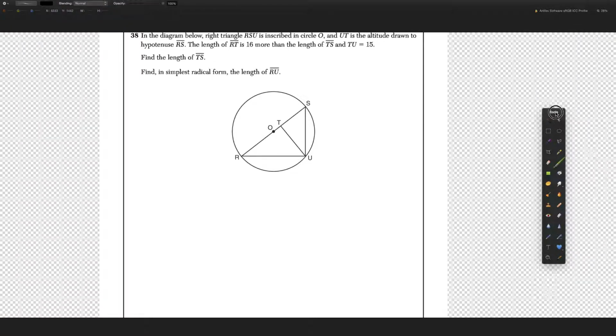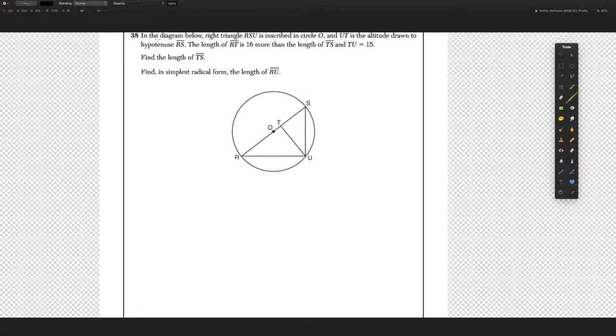So it says over here in the diagram below, right triangle RSU is inscribed in circle O, and UT is the altitude drawn to hypotenuse RS. The length of RT is 16 more than the length of TS, and TU is equal to 15. Find the length of TS, and find in simplest radical form the length of RU.